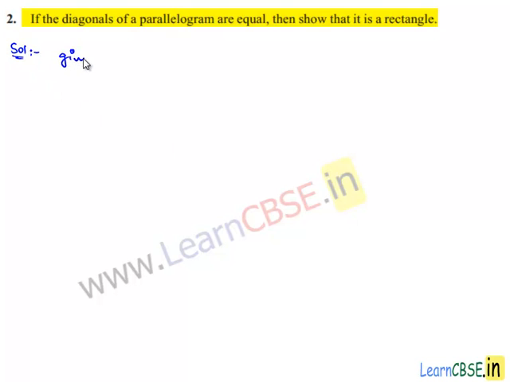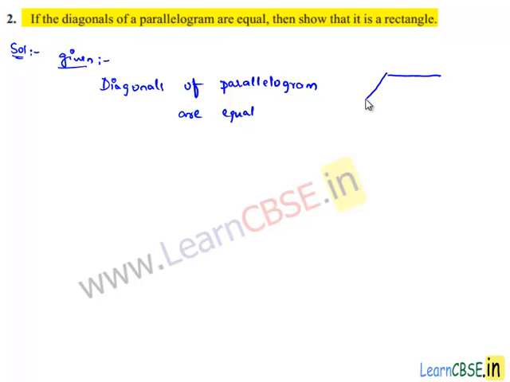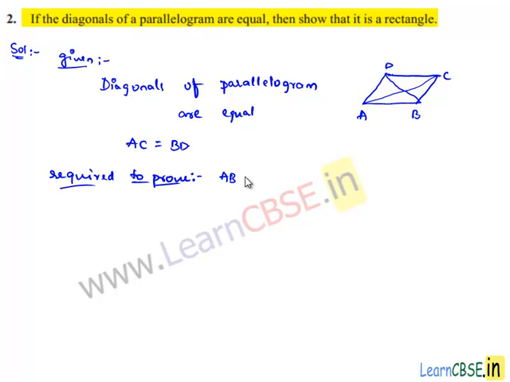Let us note on the given information that diagonals of a parallelogram are equal. That means, let us assume a parallelogram ABCD in which AC and BD will be the diagonals. It is given that AC is equal to BD, and now we are asked to prove that the given parallelogram ABCD is a rectangle. In order to prove that, let us follow a procedure.